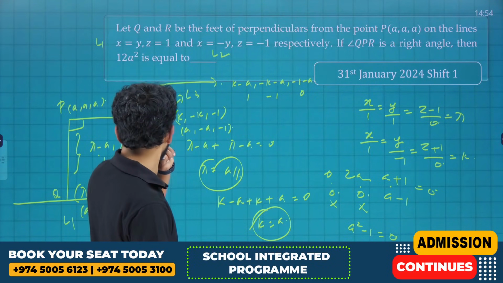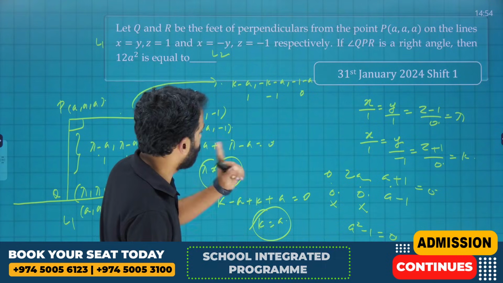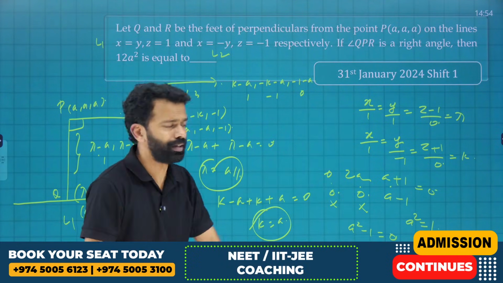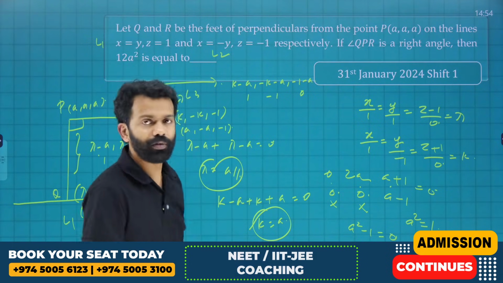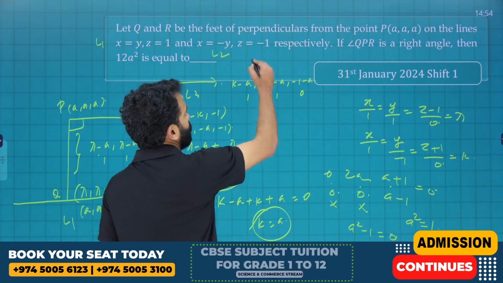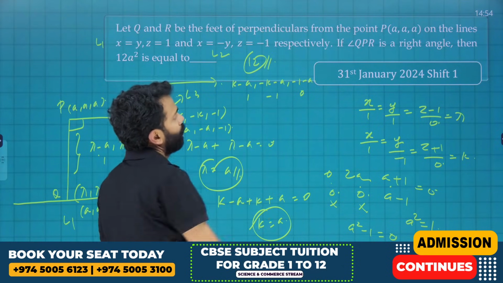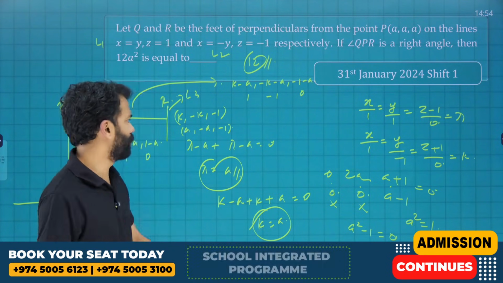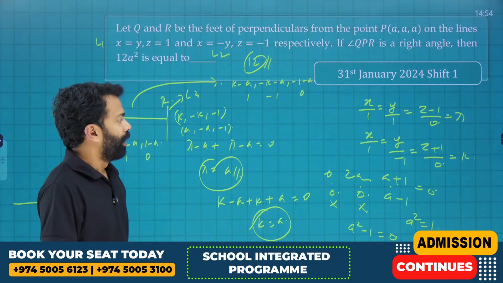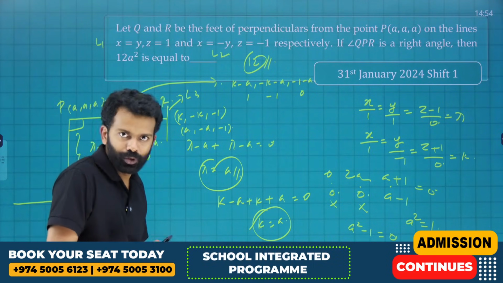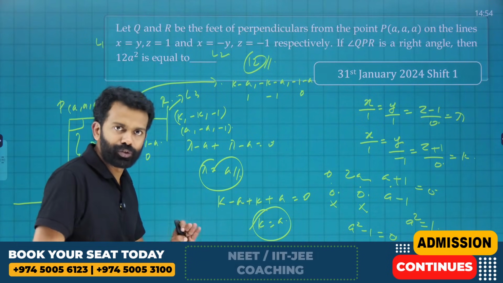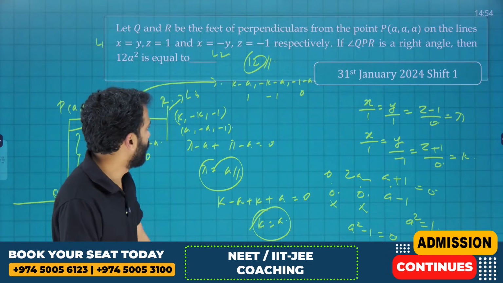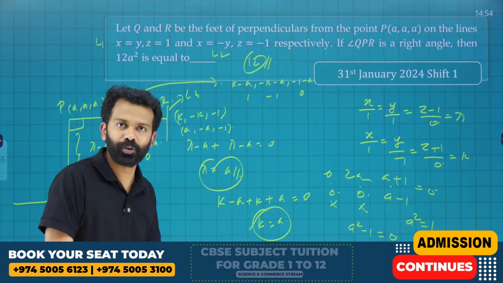But A square is what? 1. We don't have to find A, right? We need to find what? 12A square. What is 12A square? 12. Okay, that's all. It was an easy question. Slightly tricky also, but doable. Just go through this one more time, and then you will get the results. I hope you get the idea here. And let's move to the next one.